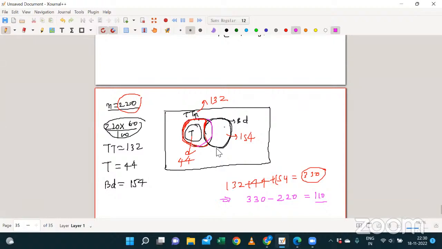110 is what? The intersection. Is the intersection? Yes, sir. Is this common? Okay. So it is asking about the probability of table tennis only. So what is the table tennis only? 132 minus 110.